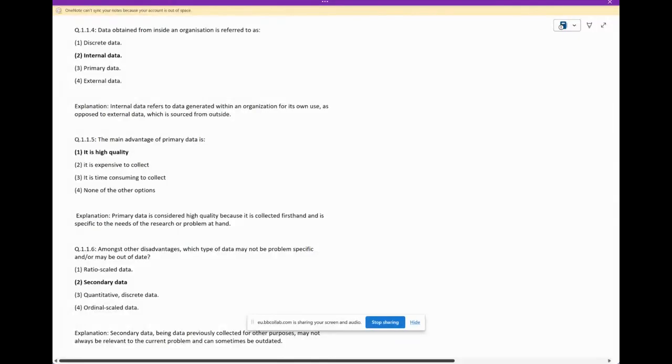That one's fairly straightforward. The main advantage of primary data is it is high quality because it's specific to whatever you're trying to research.